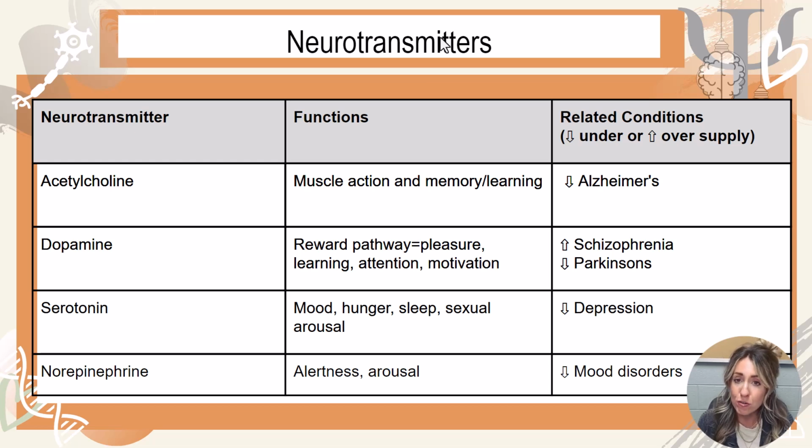Norepinephrine is another neurotransmitter in our nervous system, and its focus is alertness and arousal. You notice I have arousal for both serotonin and norepinephrine, but they're different. Serotonin is sexual arousal, and norepinephrine is alertness arousal, right? What they find is that an increase or an oversupply in this could lead to anxiety disorders. An undersupply could be connected to different mood disorders.